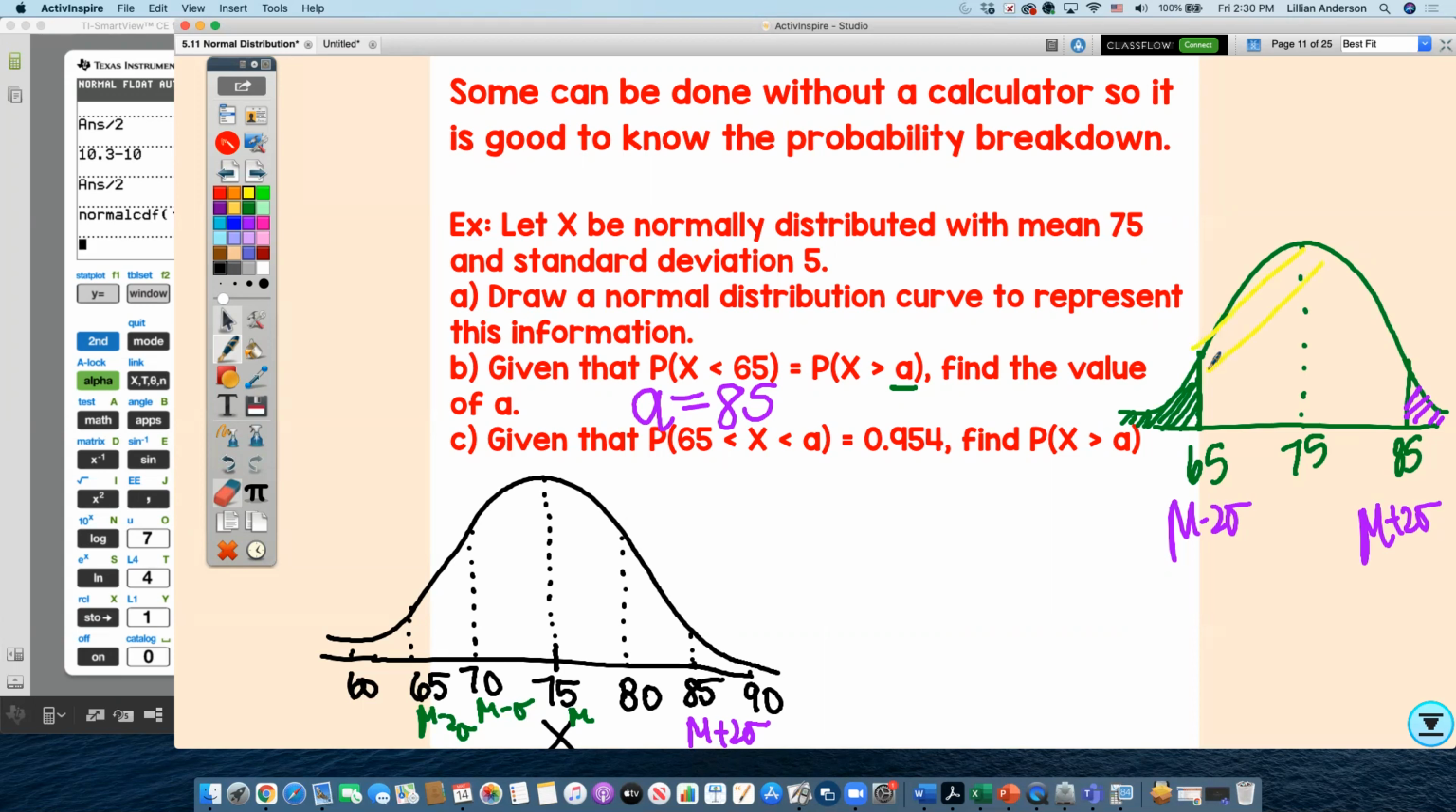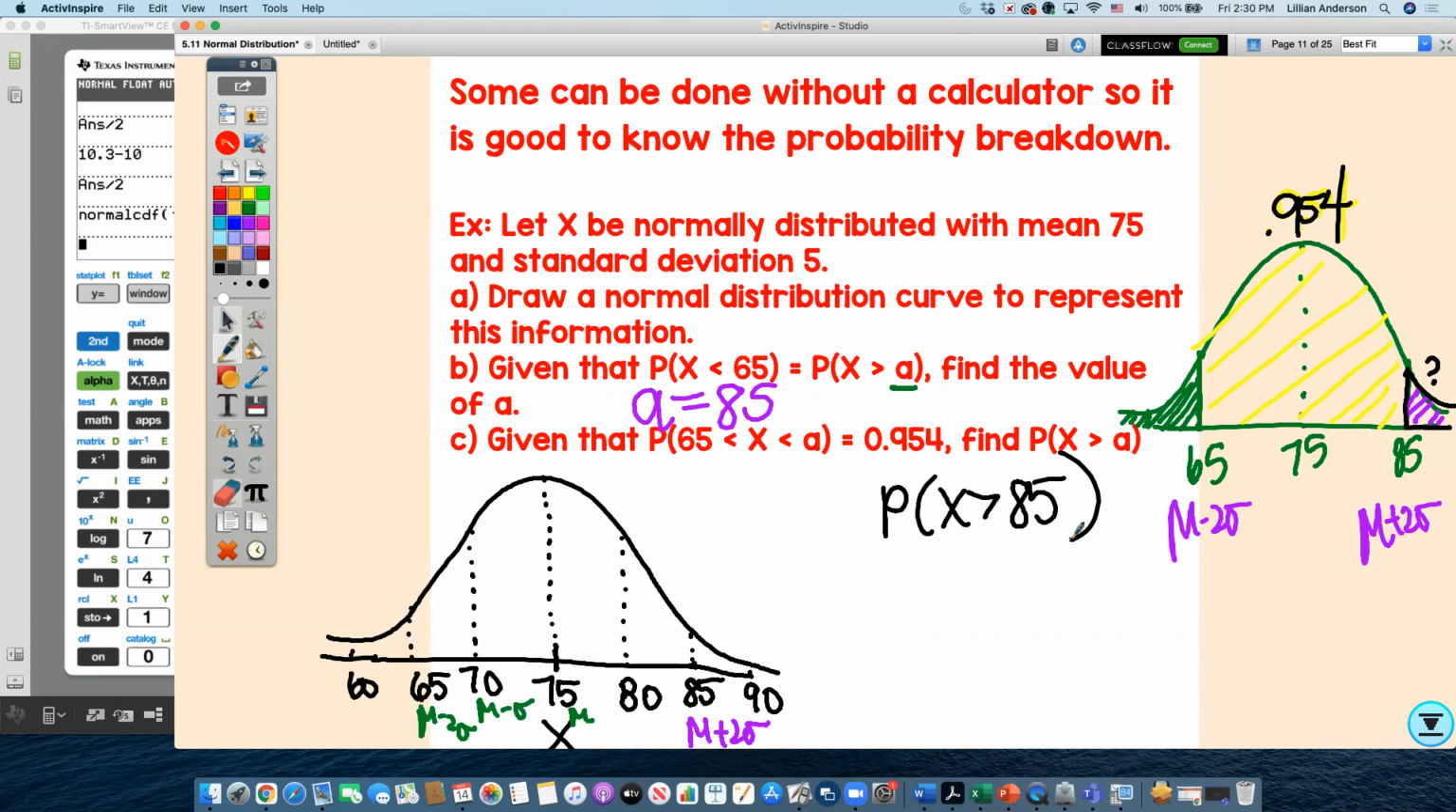So everything in between my 2 standard deviations is 0.954. Before anybody says anything, remember that 95%, that was an approximation. Okay? It's an approximation. So this right here represents 0.954. It's now asking you to find the probability that X is greater than 85. So it's asking you to find this part right here. What is this probability? That's what the question is asking you to find.